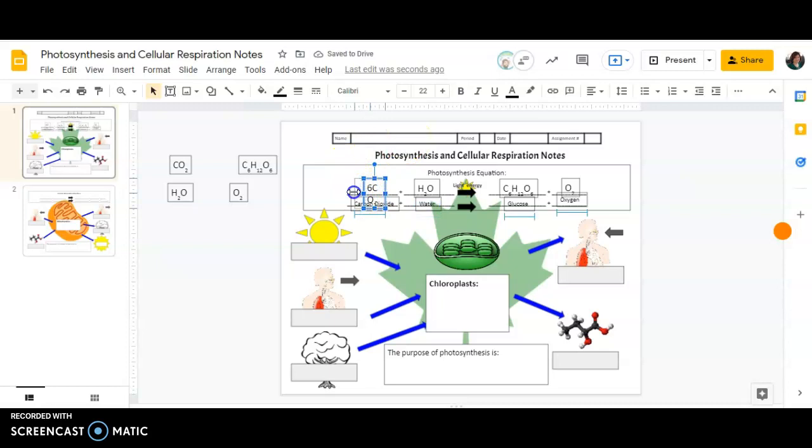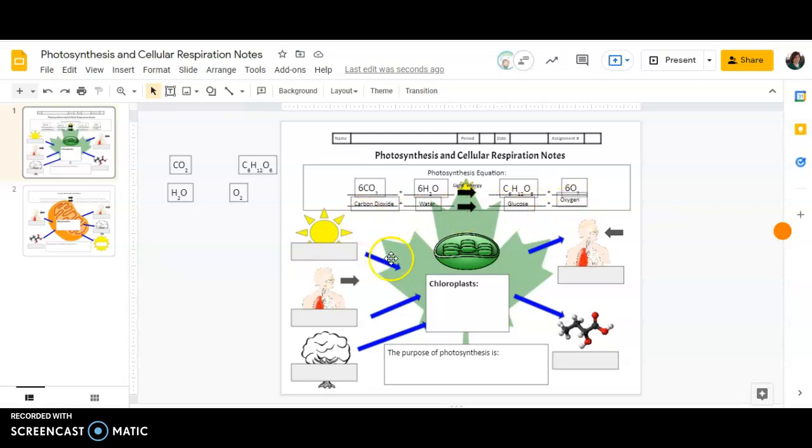Oops, my text box is of course too small. And we also need 6 molecules of water. I'm going to have to make this bigger. And then when we create this, we make 1 sugar molecule, but we make 6 oxygen molecules. And that is the balanced chemical reaction, the one that follows the law of conservation of mass. We talked about that in class. So that is the completed correct chemical reaction.